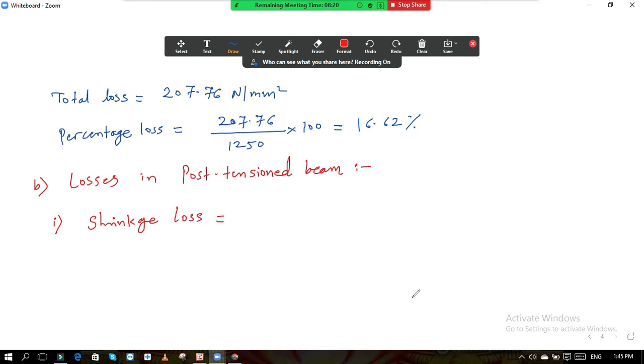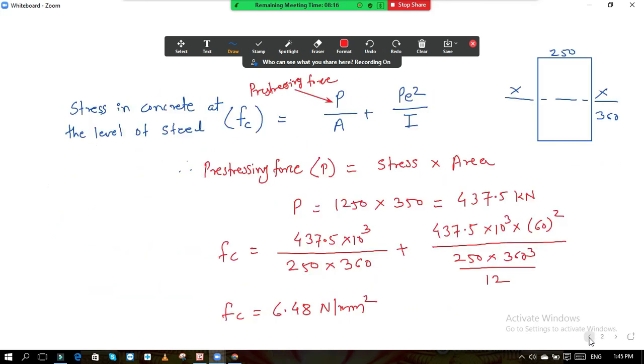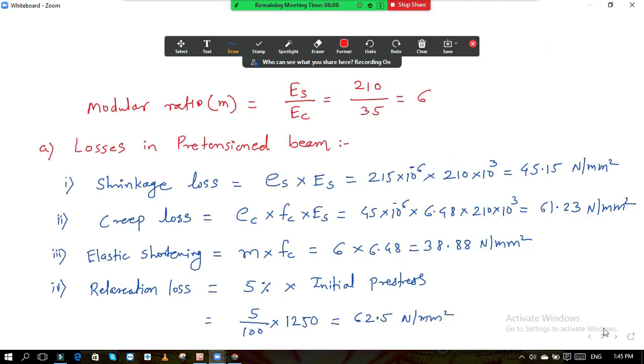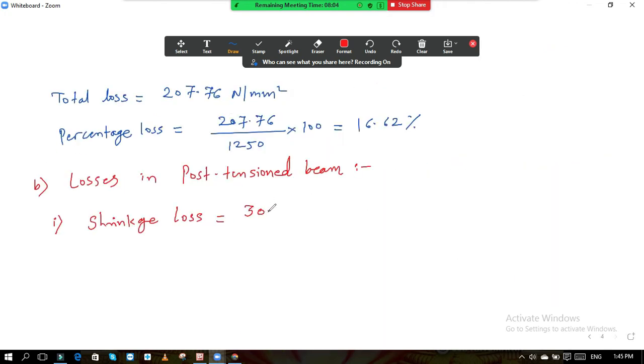What is the shrinkage loss? That is shrinkage strain into Young's modulus of steel. Now we will take the values directly. The shrinkage strain is 300 into 10 raised to minus 6, into 210 into 10 raised to 3. Solving this, the answer is 63 Newton per mm square.